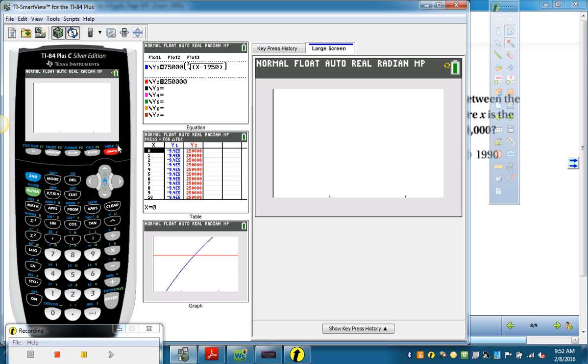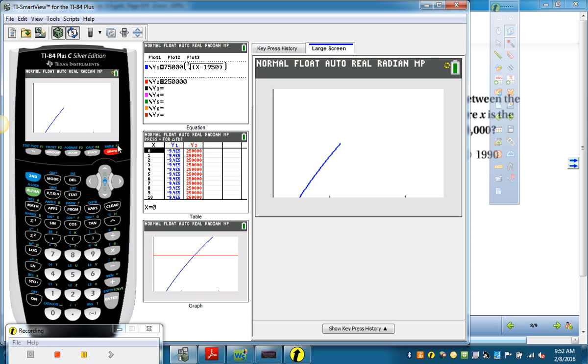Not bad. So there's our Y1, that's our cube root function. And here comes our 250,000. So by setting the window correctly before you graph it, it's right there in the middle of our screen for our intersection. Okay? How do we find an intersection?